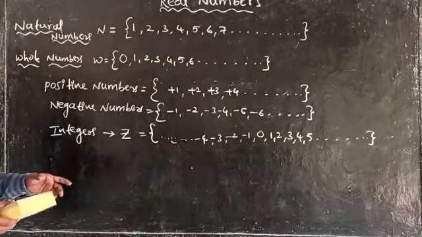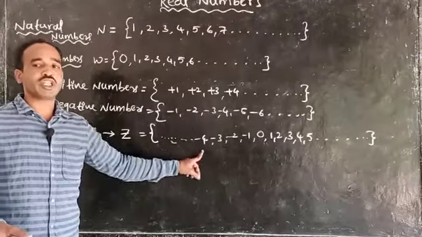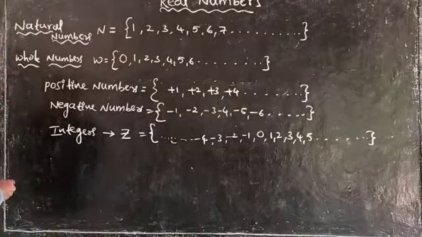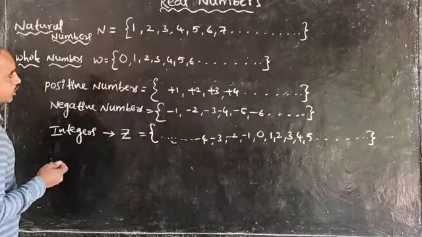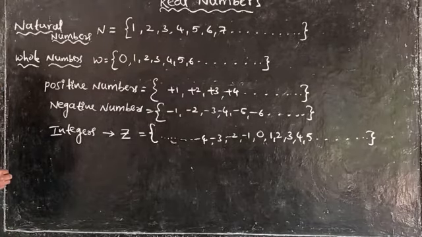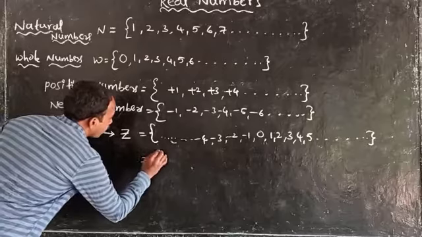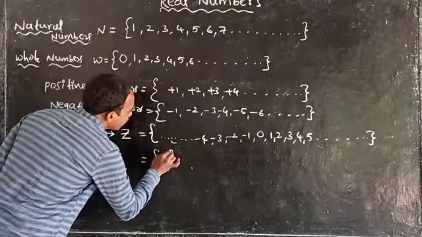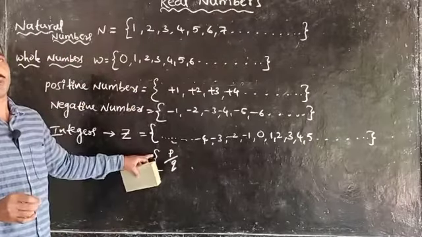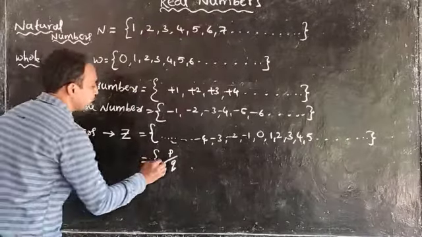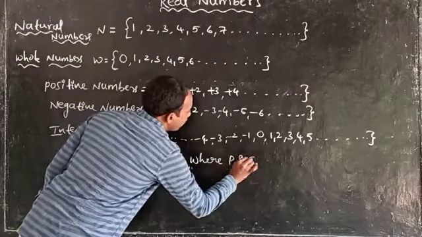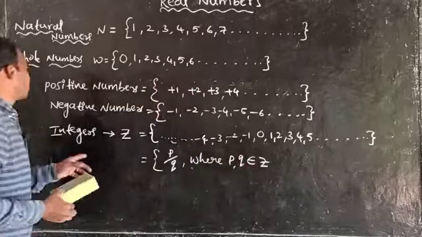Integers are the positive numbers and negative numbers, including 0. And also another set of numbers is there, which are represented in the form of P by Q, where P comma Q belongs to Z. Z means integers.